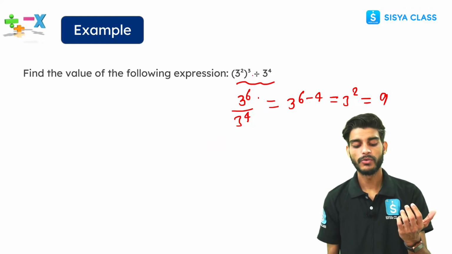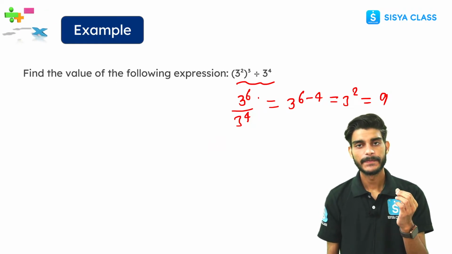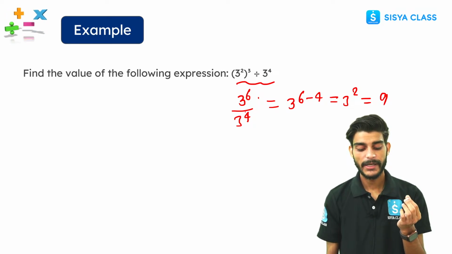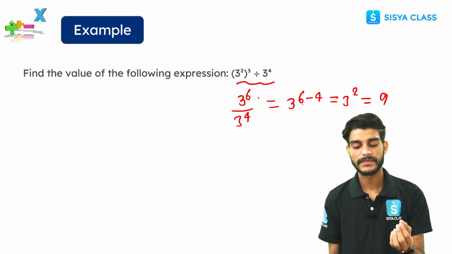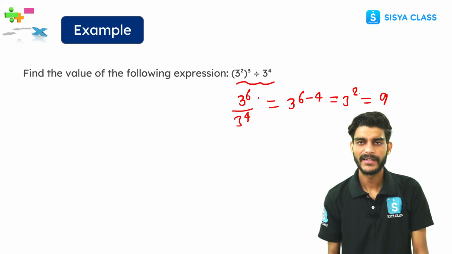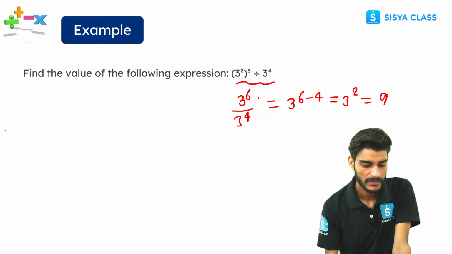3 power 2 power 3 gives 6, divided by 3 power 4. So 3 to the power 6 minus 4 gives 9. This is correct. Simple.